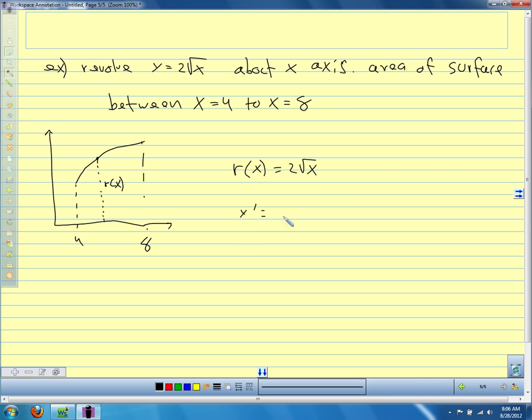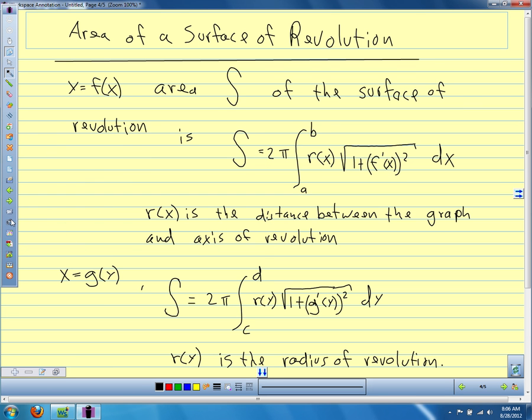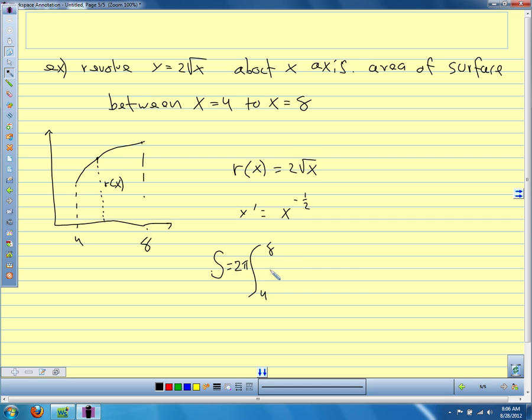Y prime is x to the minus 1/2 when I take the derivative of y. So we're going to be integrating our surface area. I want my S first. S is the integral from 4 to 8 of, and I'm going to put my 2 pi out here in front. Did I remember my 2 pi's back here? I did, okay. All right, so 2 pi, 2 square root x times the square root of 1 plus x to the minus 1/2 squared dx.